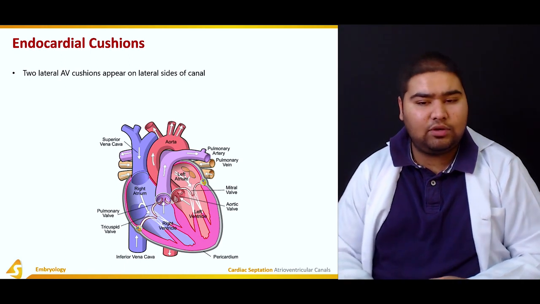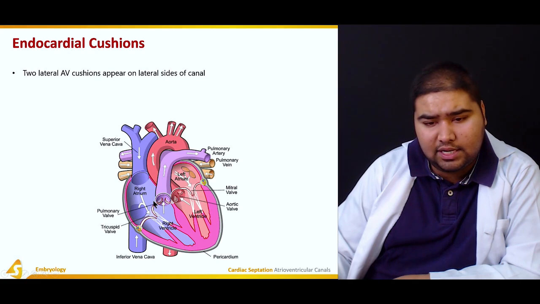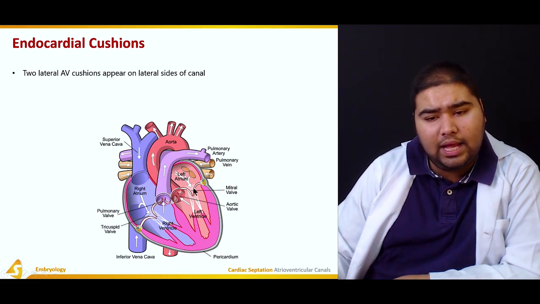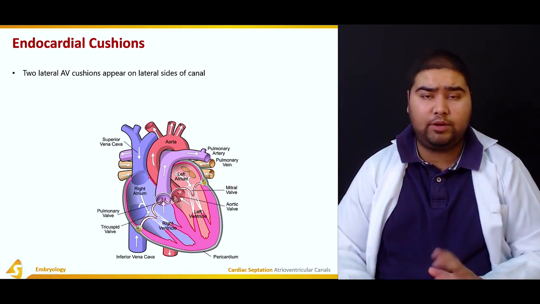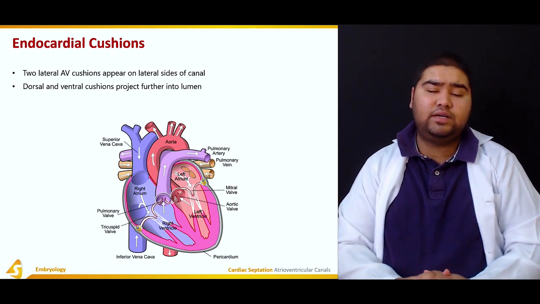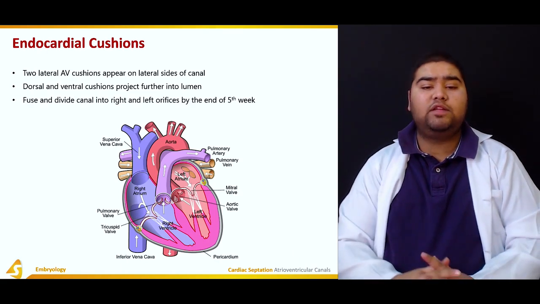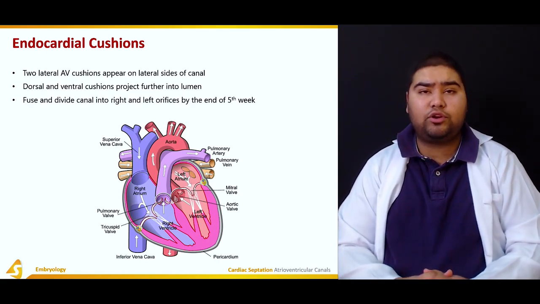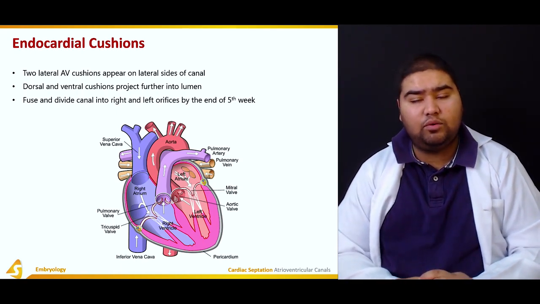Now, 2 lateral endocardial cushions were also present. This is the region of the AV canal, and the lateral endocardial cushions would be placed here. So this is an adult heart. Obviously, we are talking about a developing heart. So the dorsal and ventral cushions project further into the lumen. They fuse and divide the canal into right and left orifices by the end of the 5th week.